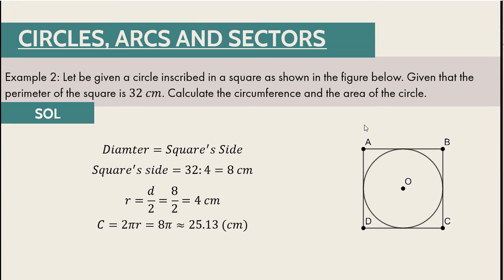Now we know the radius, we can calculate the circumference, which is 2 pi r, and it is equal to 8 pi, approximately 25.13 centimeters. And the area is calculated as 16 pi, approximately 50.27 square centimeters. Have you all got the same answer? Good, congratulations.